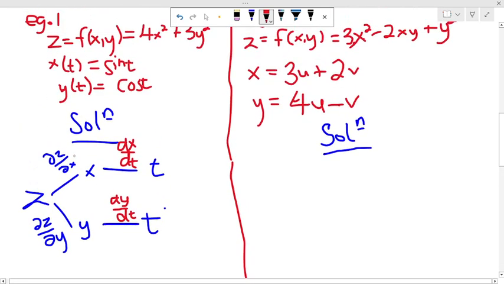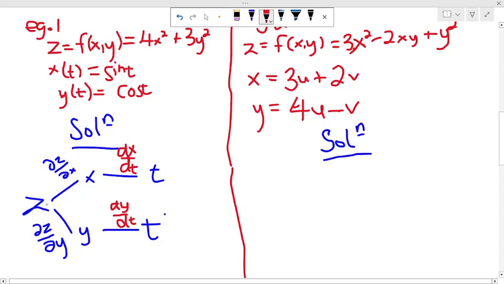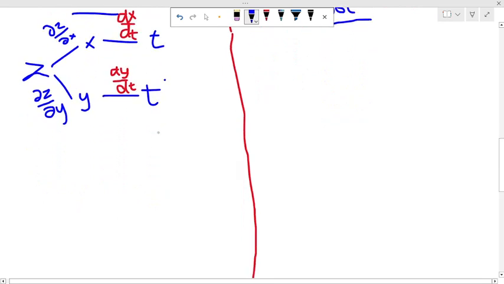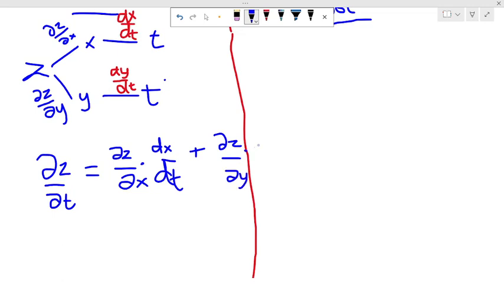So now finding the total derivative for this, that's the derivative for z with respect to t, now becomes: so we first have this expression, that's dz dx, multiplying the expression dx dt, plus the expression dz dy, multiplying the expression dy dt.